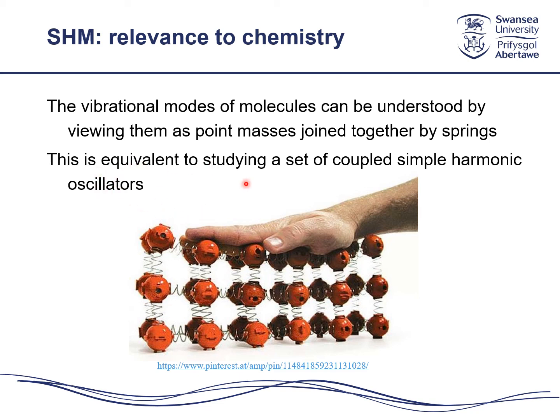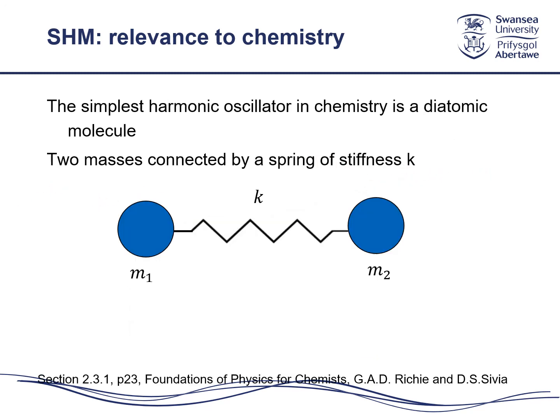Studying molecules, even quite large materials, can actually be viewed as studying a set of simple harmonic oscillators which have been coupled together. The simplest harmonic oscillator in chemistry is a diatomic molecule, and so this can be modelled as two masses connected by a spring of stiffness k. So you have M1, M2, they're bonded together, which we're modelling as a spring, which has a stiffness of k.